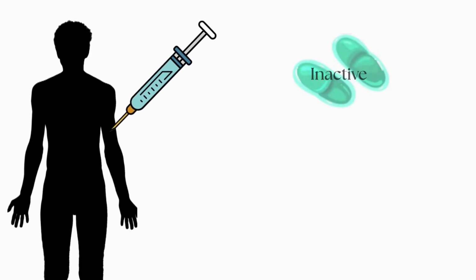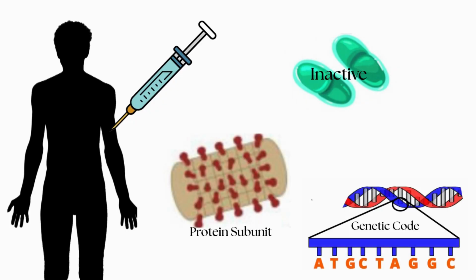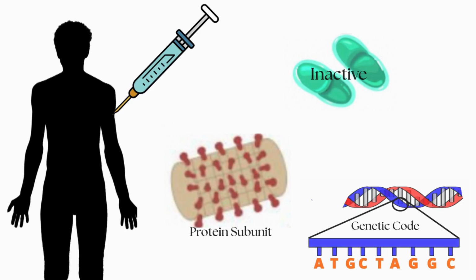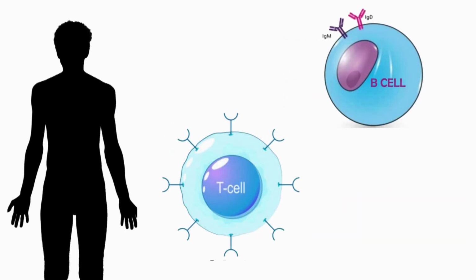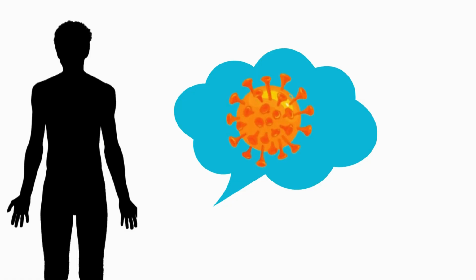Vaccines take advantage of this natural process by safely exposing the immune system to harmless parts of a pathogen, such as an inactivated virus, protein subunit, or a piece of genetic code. The body reacts as though it has been infected, activating B and T cells and triggering antibody production. Once the immune response subsides, memory cells remain in the body, storing information about the pathogen without the person ever having to experience the disease itself.